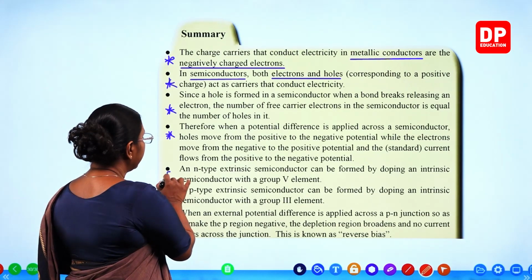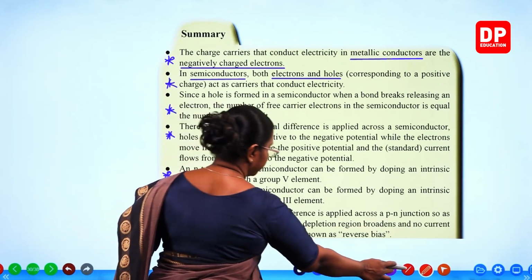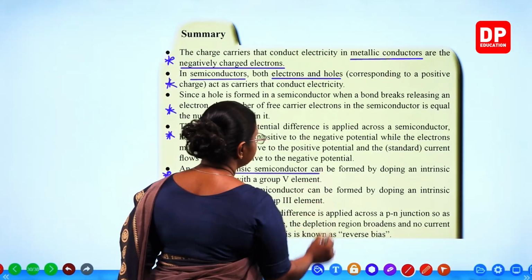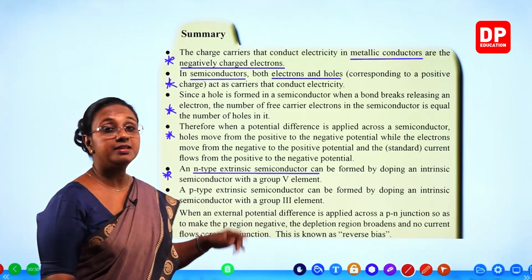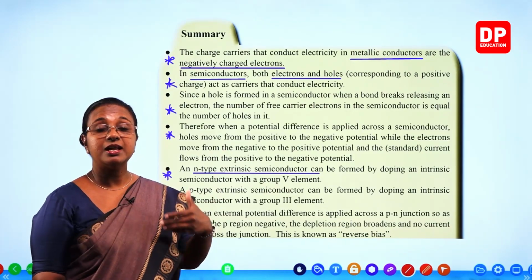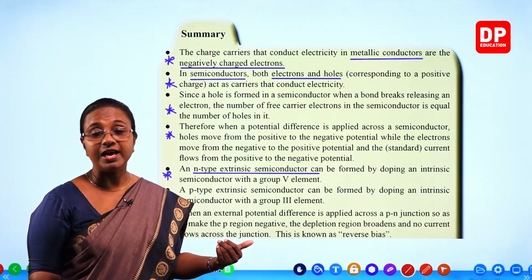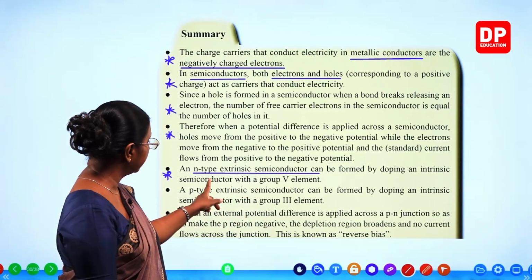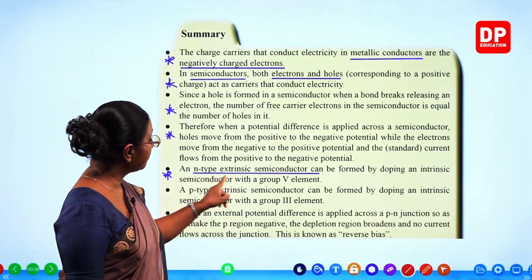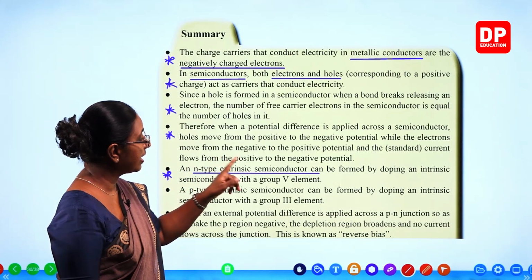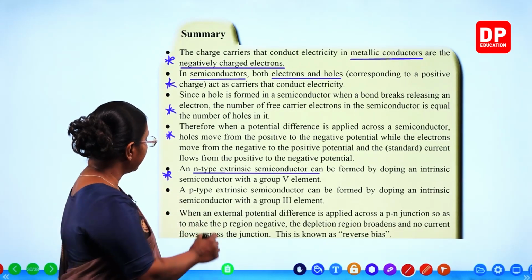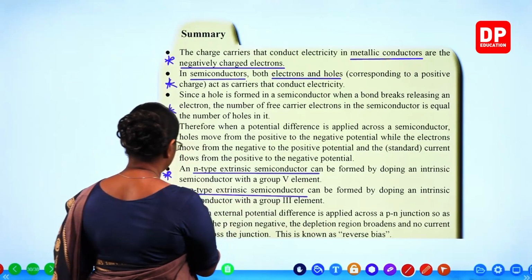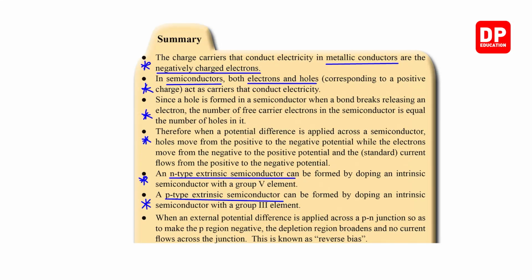Then, an N-type extrinsic semiconductor. You are familiar with the N-type extrinsic semiconductor. The previous one is the intrinsic semiconductor. Extrinsic is produced by doping the semiconductor with a group 3 or group 5 element. When we dope it with group 5, you get the N-type semiconductor. So, an N-type extrinsic semiconductor can be formed by doping an intrinsic semiconductor with a group 5 element. Then a P-type extrinsic semiconductor can be formed by doping an intrinsic semiconductor with a group 3 element.